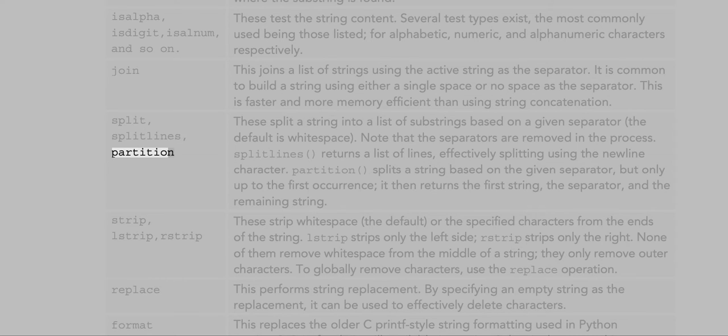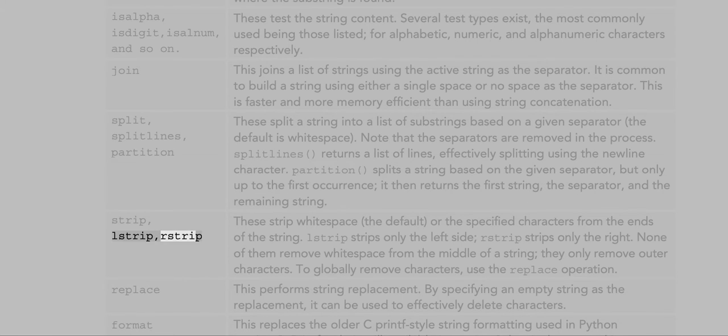Split, splitlines, partition. These split a string into a list of substrings based on a given separator. The default is whitespace. Note that the separators are removed in the process. Splitlines returns a list of lines, effectively splitting using the newline character. Partition splits a string based on the given separator, but only up to the first occurrence. It then returns the first string, the separator, and the remaining string.